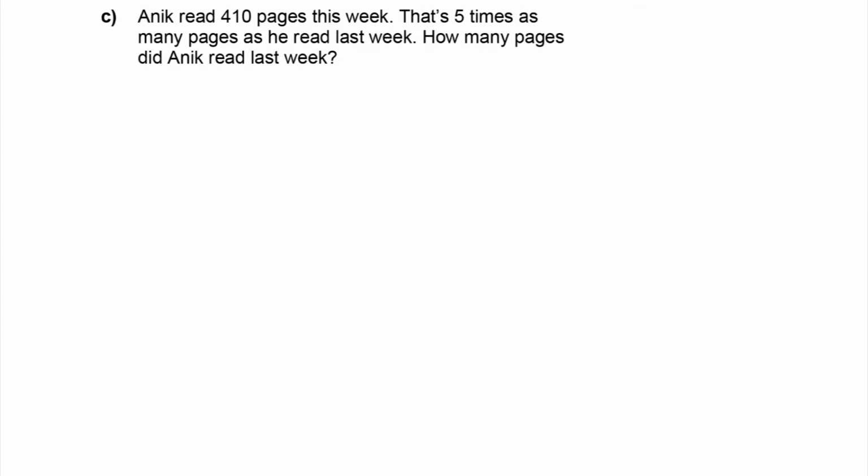Anik read 410 pages this week. That's 5 times as many pages as he read last week. How many pages did Anik read last week? So what they're telling us here is that 410 is equal to 5 times some number that we don't know. To find out what the missing number is, we're asking what 410 divided by 5 is going to be equal to. So we can go ahead and do that calculation.